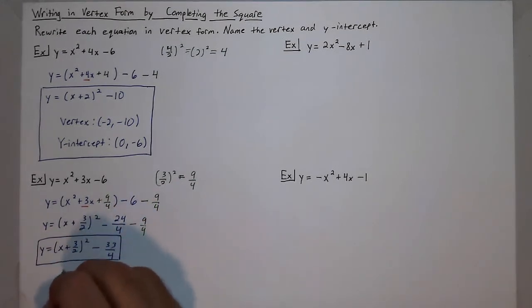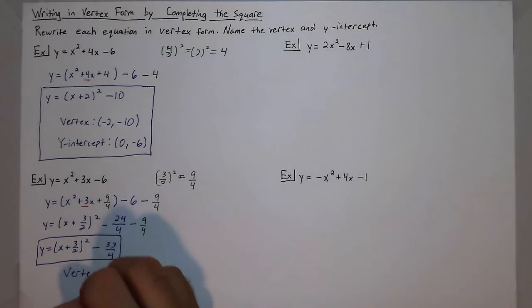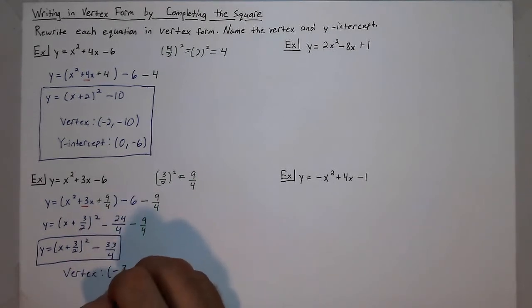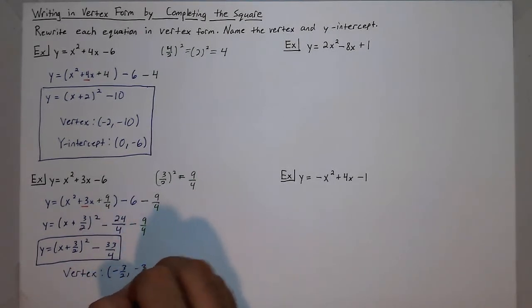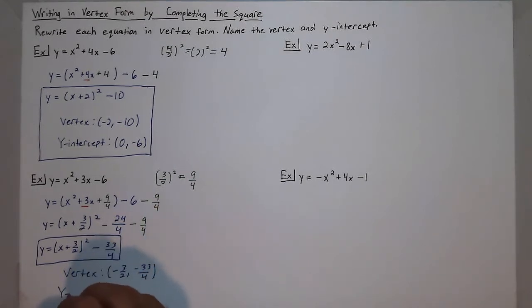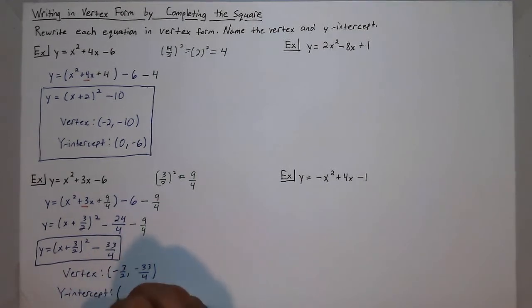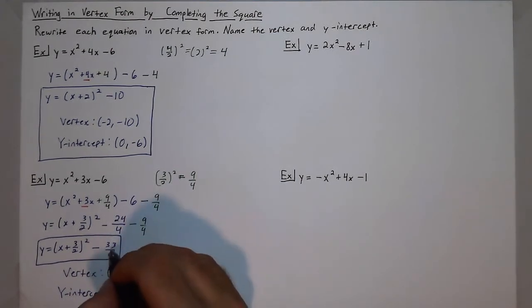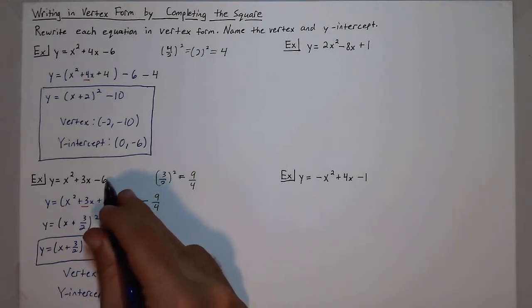And then my vertex will be negative 3 halves, comma, negative 33 fourths, and my y-intercept is 0, comma, not negative 33 fourths, but 0, comma, negative 6.